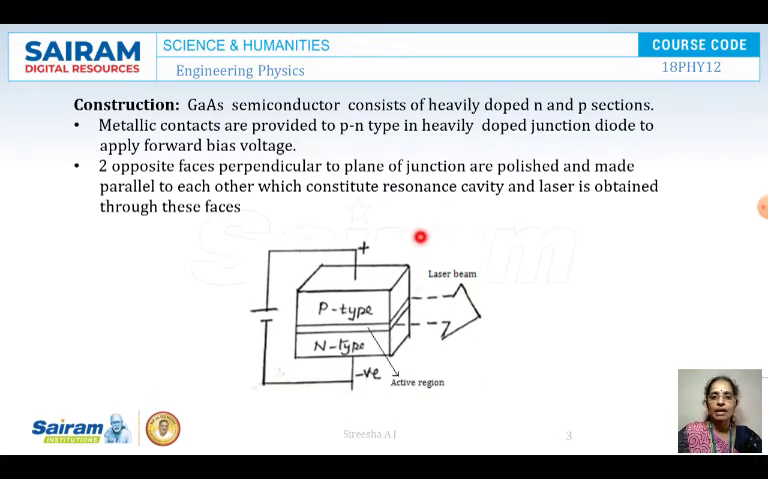Now what is the construction? Here it consists of a P type and N type. Metallic contacts are being provided to provide the forward bias. Here two opposite faces perpendicular to the plane of the junction are polished and made parallel to each other, which constitute a resonant cavity, and laser light is obtained through this. You can see here the laser light is coming out.